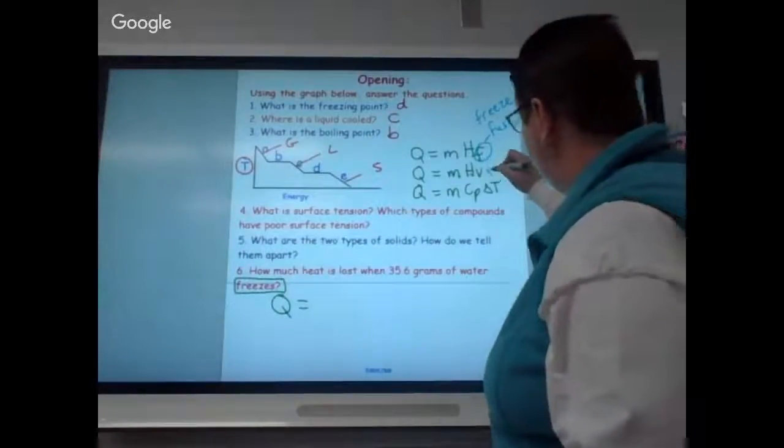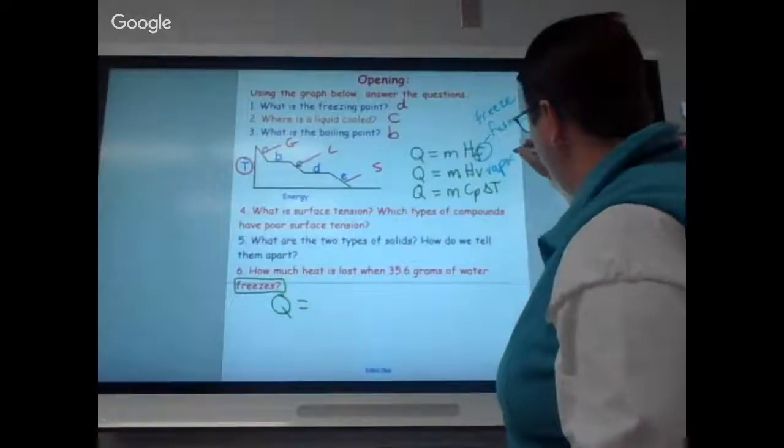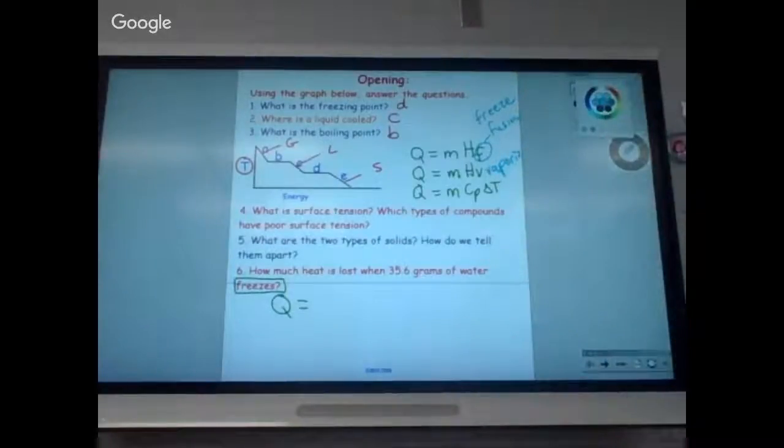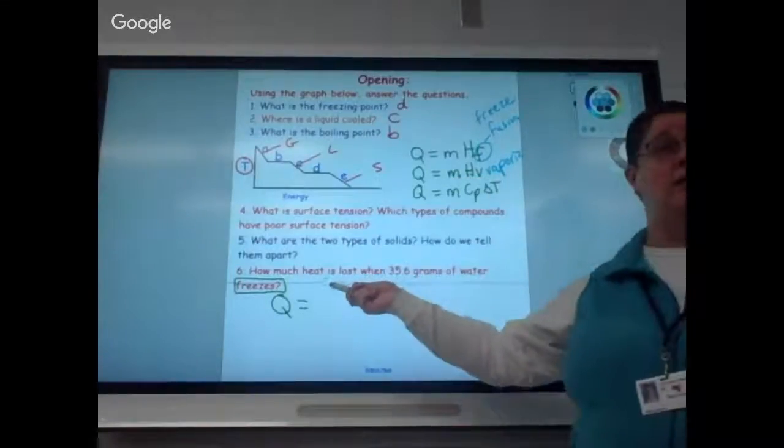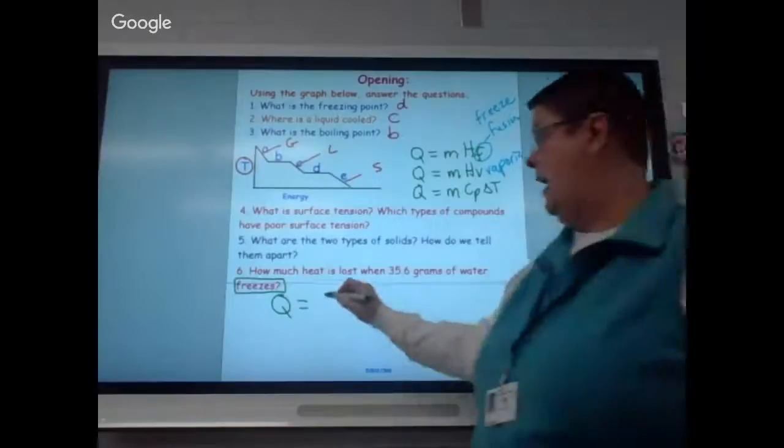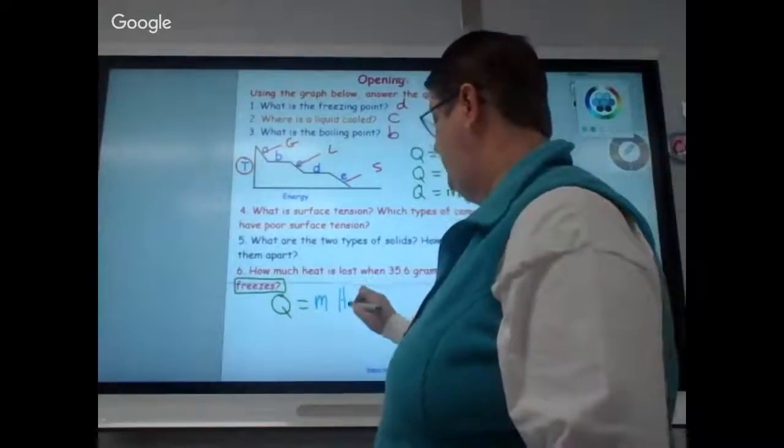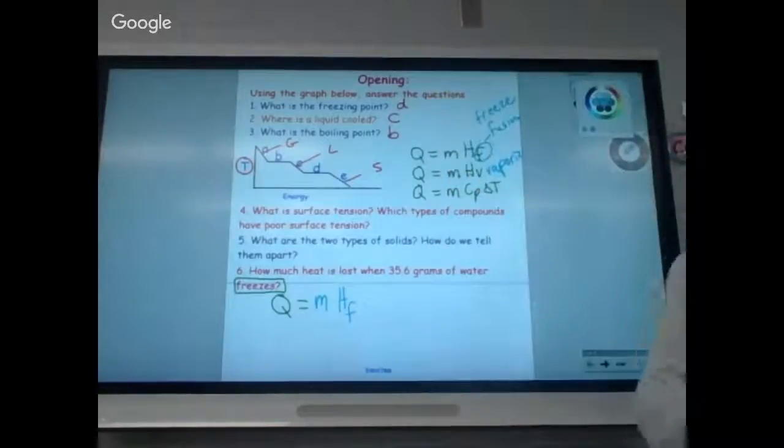All right. This is vaporization. What are the two words that we said went with vaporization? And evaporation. Now, boiling also goes there. So those three go with there. So if we use any of those three words, you're going to pick that equation. So since this question said freezing, we're picking Q equals mHf. What? Yes, ma'am?